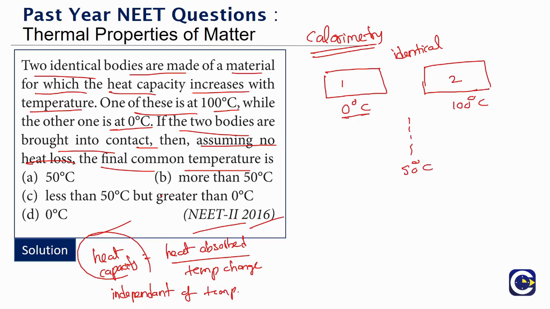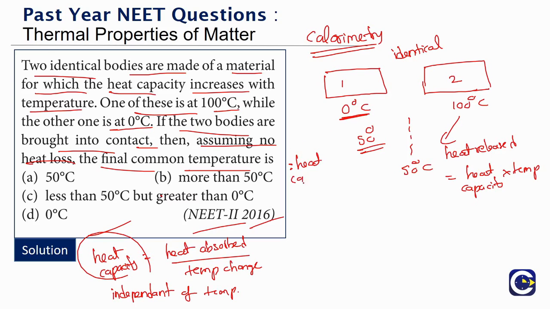When you want to increase the temperature of this body from 0 to 50, here heat has to be absorbed, for a 50 degrees temperature change. Whatever the heat that is absorbed, the same heat will be released when this object is decreasing the temperature from 100 to 50. So what is the heat released? Just looking at the relation, heat released is heat capacity into the temperature change. So here heat absorbed will be heat capacity into the temperature change.